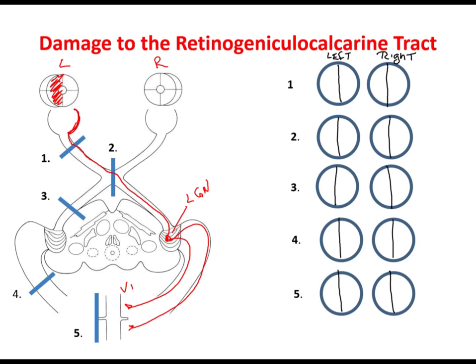We now draw the pathway from the left eye to the right visual field. Here we have the pathway. Now it basically remains ipsilateral. It goes to the LGN on the left-hand side. It goes to the optic radiations, and it terminates at V1 on the left-hand side.